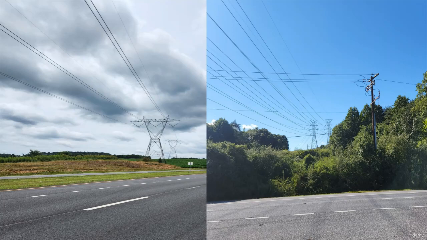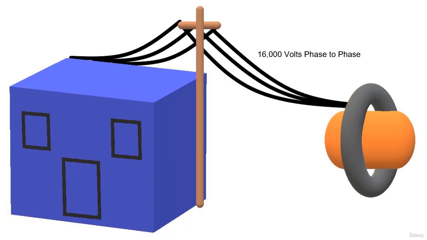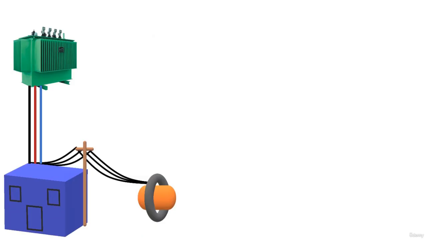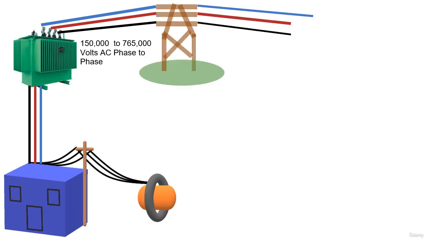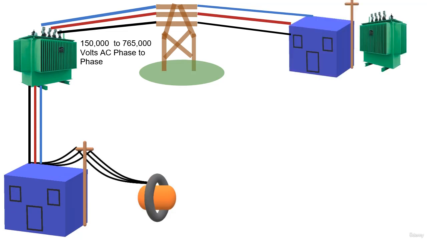Let's go outside and look at the power lines. The power generation plant generates voltage at around 16,000 volts, then uses a step-up transformer to boost the voltage to somewhere from 44,000 to 765,000 volts for transmission at lower amperages.